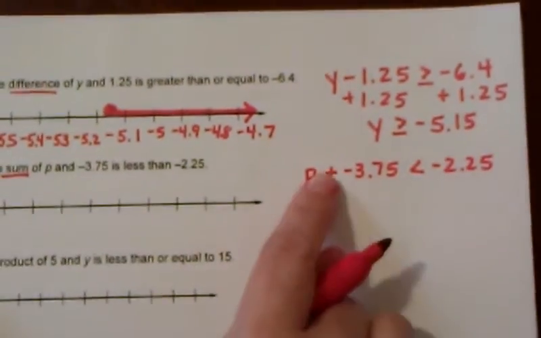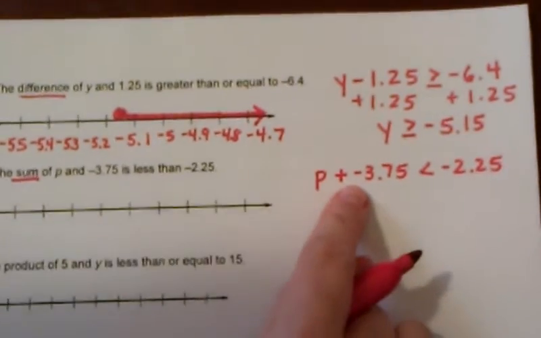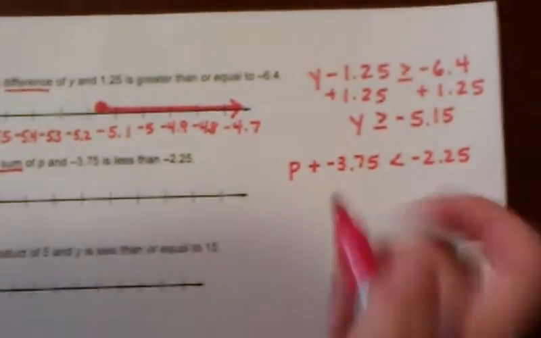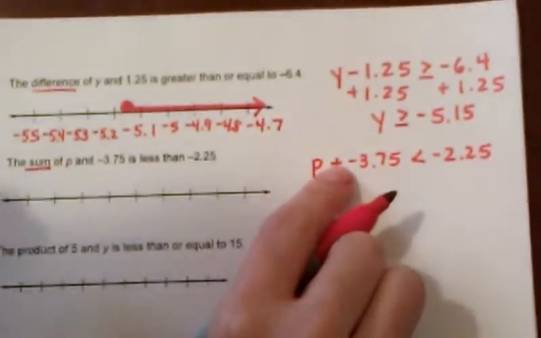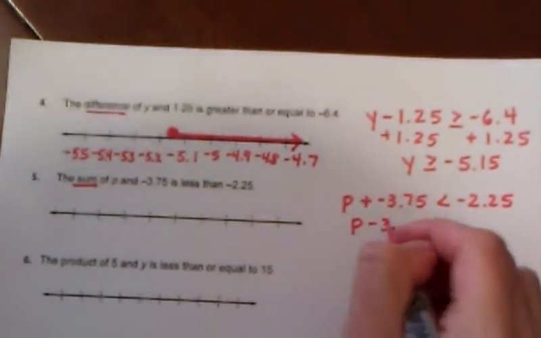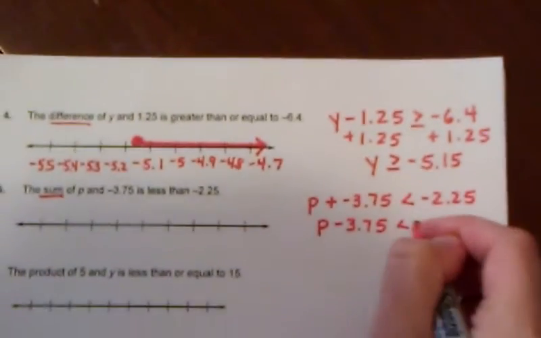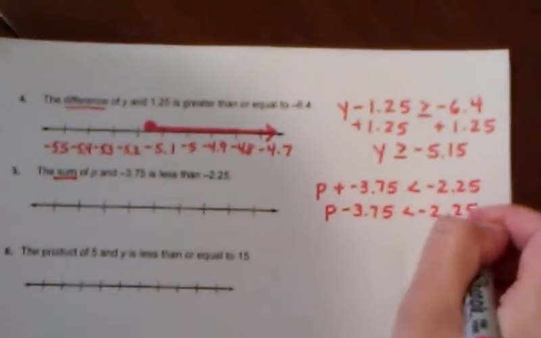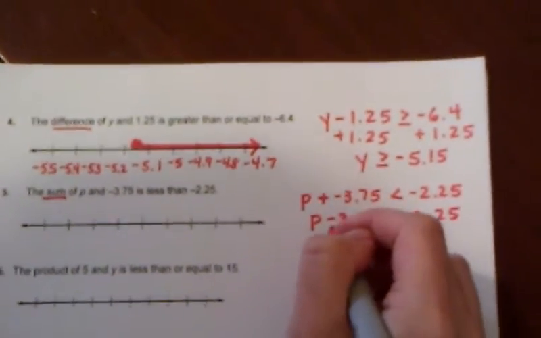Okay, so these double symbols here might be tricky for you, so we'll just rewrite it. Now I know we said sum, so that's addition. But whenever we have these two operations together, we think of our multiplication rules. Positive times a negative is a negative, so we'll just rewrite it like this. Okay, now we use inverse operations to get p by itself.